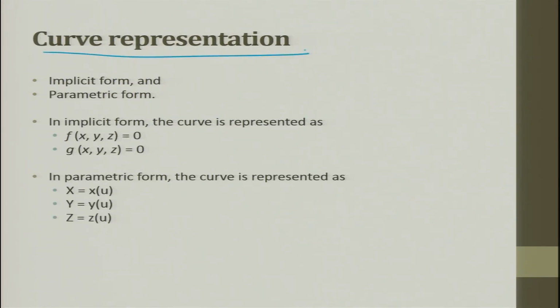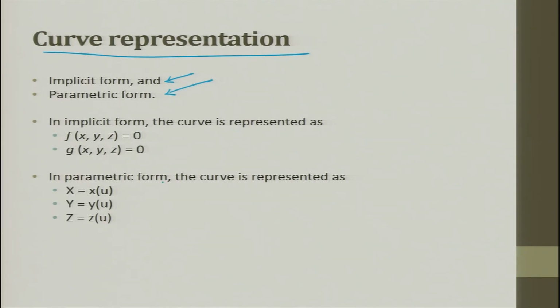When we talk about curves, there are two ways of representing them: one is the implicit form, the other is the parametric form. In implicit form, the curve is represented as f(x, y, z) = 0, g(x, y, z) = 0, but we do not have a linking thing between these two. If we can define f and g with a minimum number of points and interconnect them with a variable, then it is much easier to operate, and I do not have to define so many points. In that case, the parametric form gave me an advantage.